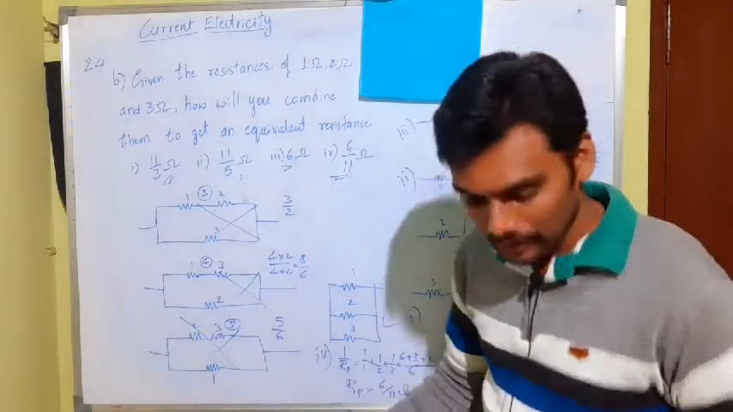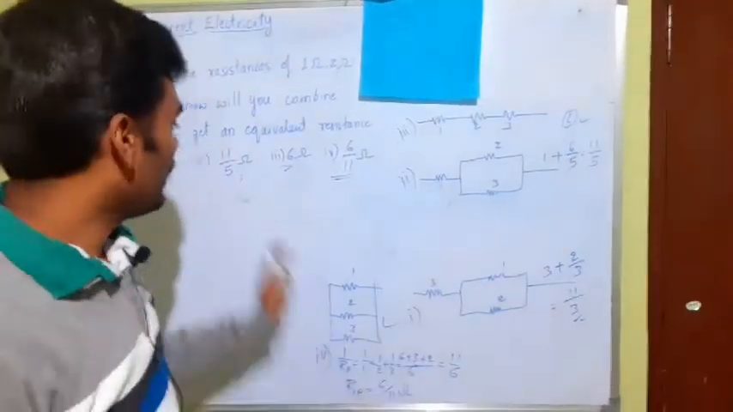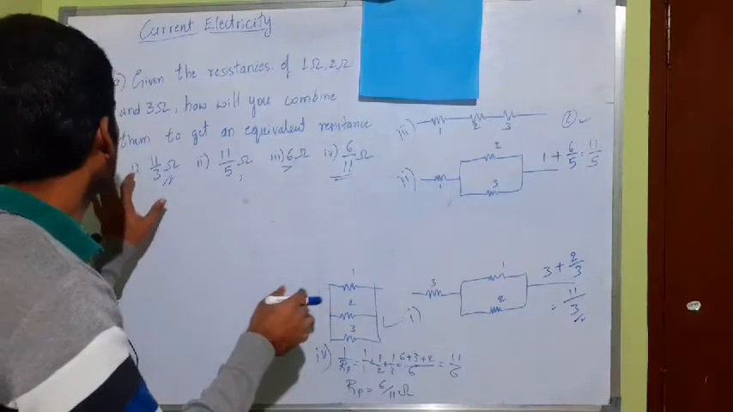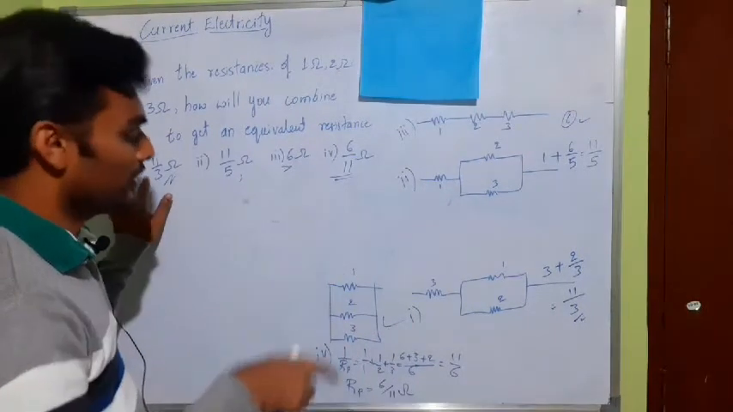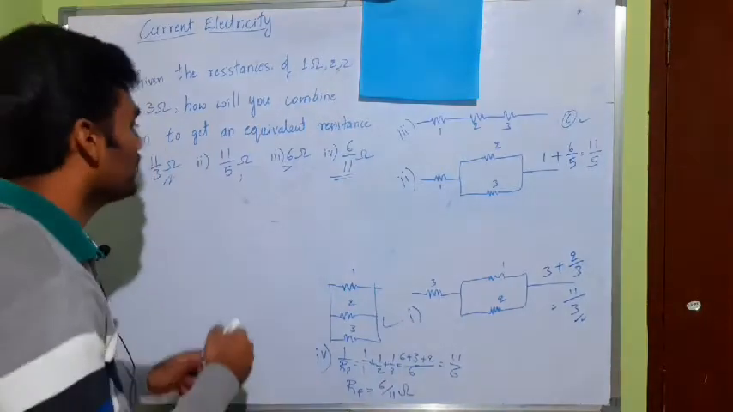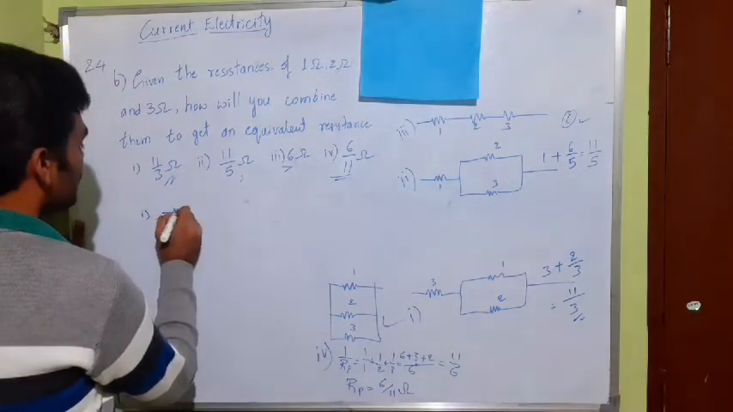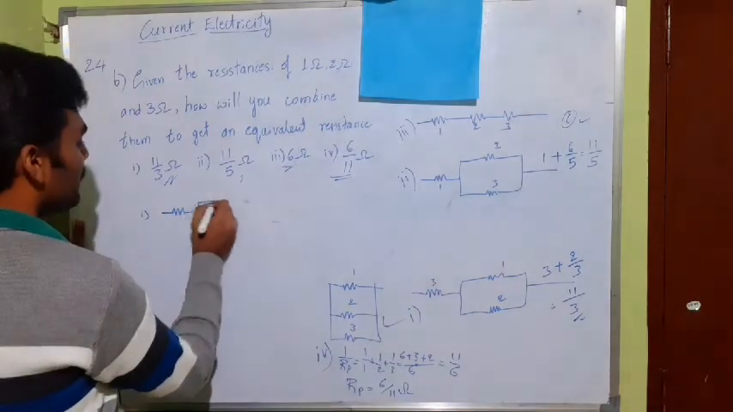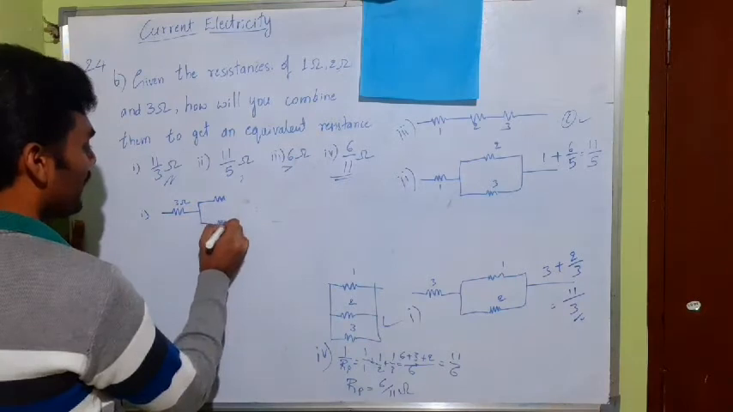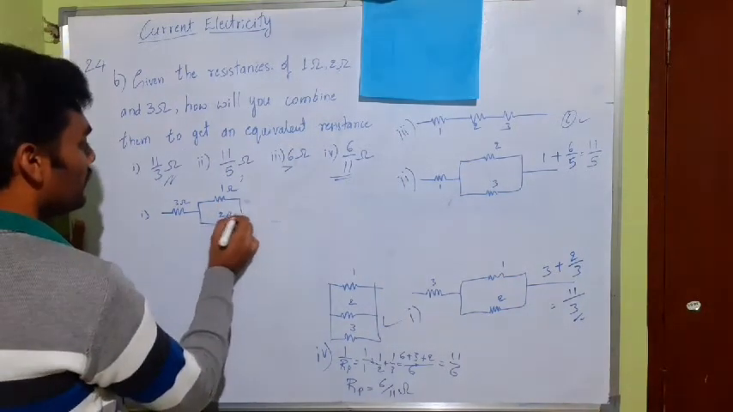Now I'll remove all the unnecessary circuits. After removing the unnecessary circuits, we are left with only the required ones. And now we'll go in order. The first one, where is the first one? Here is the first one, which gave us 11 by 3. The possible combination for the first one is 3 ohm in series with the parallel combination of 1 ohm and 2 ohm.